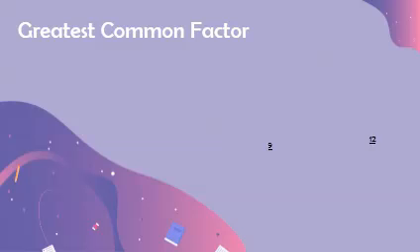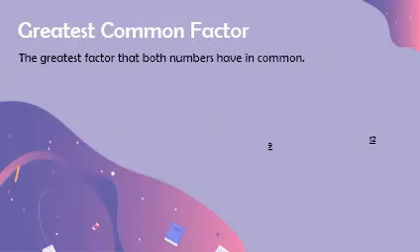Now we are going to find something called the greatest common factor or greatest common divisor. It's very easy. So the greatest common factor is the factor which is found in both numbers, but the greatest one. So the GCF or the GCD, it's greatest common factor or greatest common divisor.